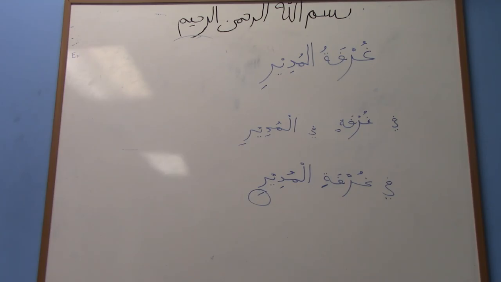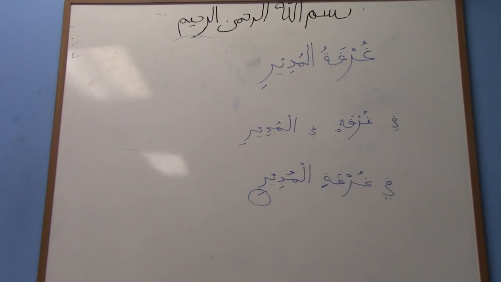من أنت يا ولد؟ Why is there only one dhamma? Because the ya, right? The ya makes the thing being called into one dhamma. So, man anta ya waladu means? Oh boy, who are you? Good. Man anta ya waladu. Oh boy, who are you? Man anta, right? Who are you? Very good.